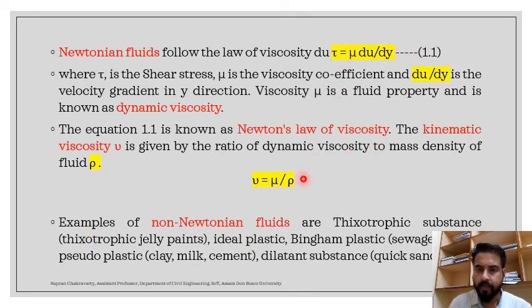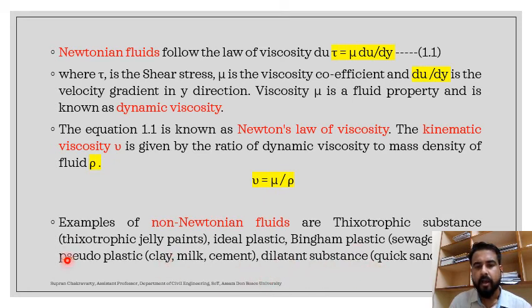Suppose we divide this dynamic viscosity by the density of the fluid, that is the density of water, then we get the kinematic viscosity. This is the relation of kinematic viscosity. This is known as nu. So some examples of non-Newtonian fluid. A non-Newtonian fluid is a fluid which does not obey this relation. Our examples are thixotropic substance, ideal plastic, Bingham plastic, pseudoplastic, dilatant substance.